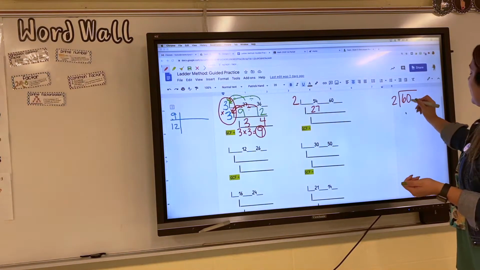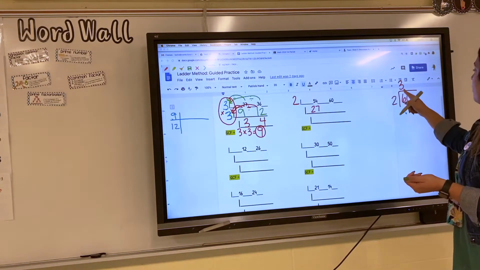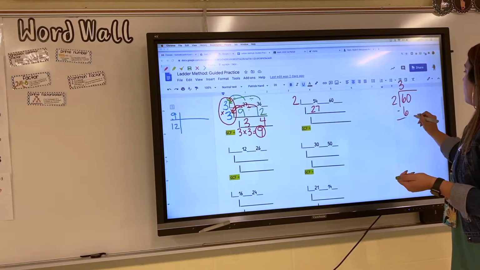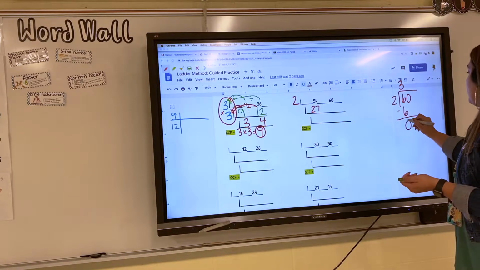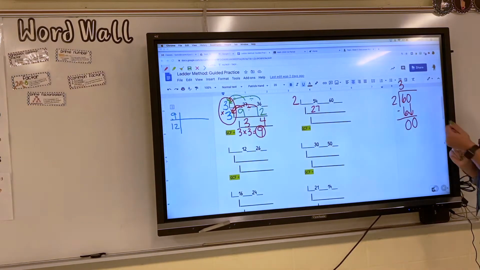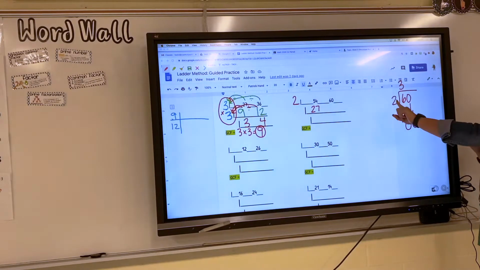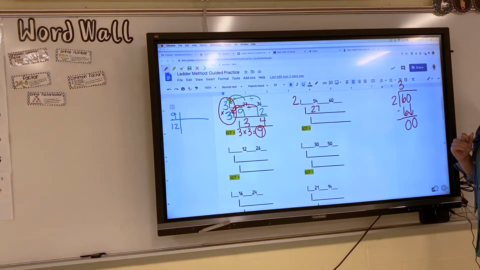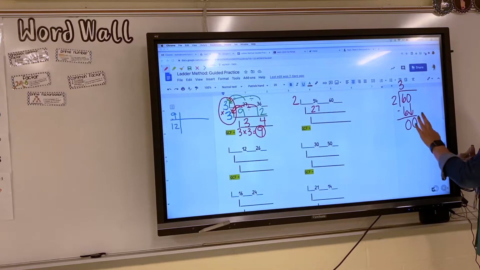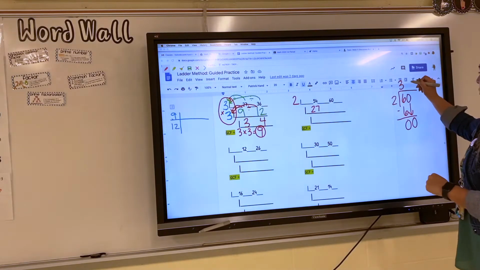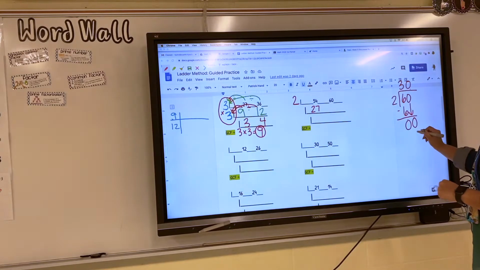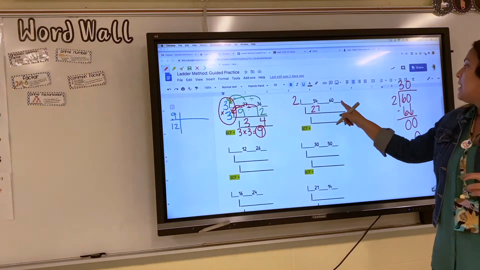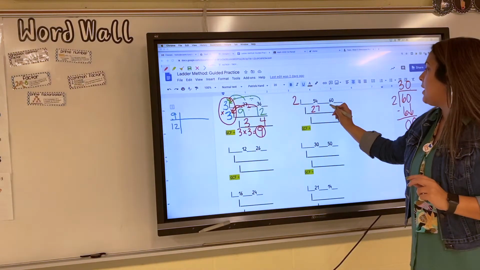2 can go into 6 3 times. 3 times 2 is 6. 6 minus 6 is 0. Bring down that 0. Now, my answer is not 3 because I still have to figure out how many times 2 can go into 0. That's something that a lot of people mess up on. 2 can go into 0 0 times. 0 times 2 is 0. Subtract it out. So 60 divided by 2 is 30.